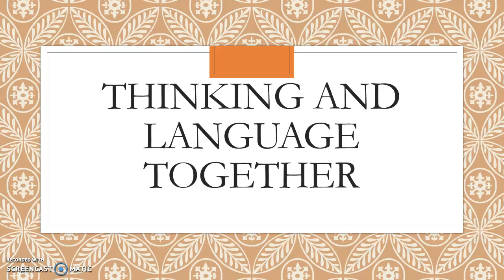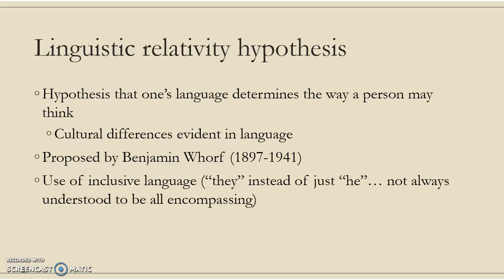So now the final step is we put thinking and language together. There's a reason I teach these both together. It's because they influence each other so heavily. And the big hypothesis here is called the linguistic relativity hypothesis. And this hypothesis states that one's language determines the way a person thinks. And cultural differences are evident in different languages. And this was proposed by Benjamin Whorf in the late 1800s, early 1900s, was when this was pretty big.